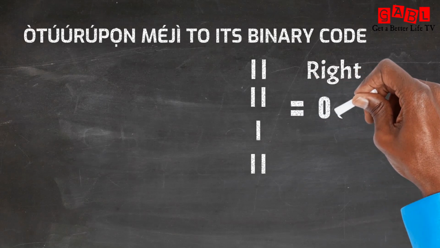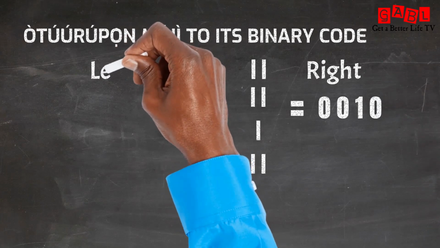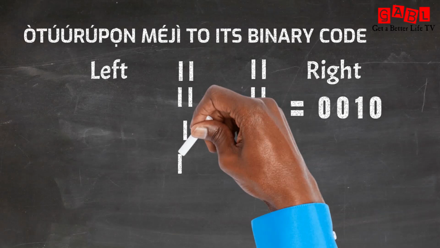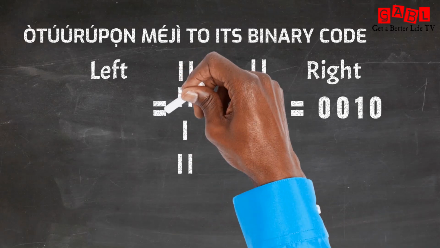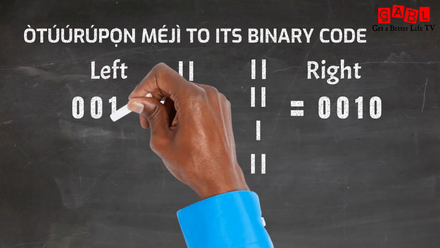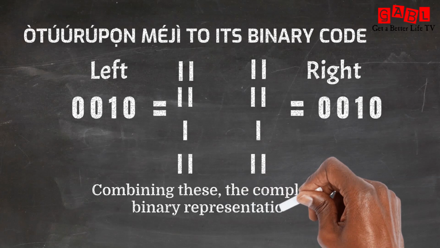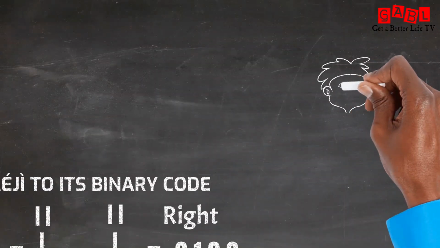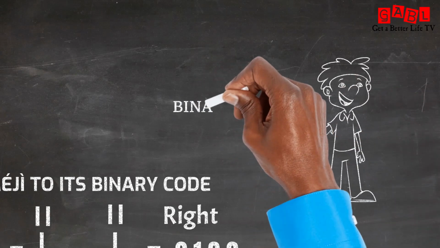The left column also has double line, single line, double line. This translates to 0, 0, 1, 0. Combining this, the 8-bit binary representation for Oturupon Meji is 0, 0, 1, 0, 0, 0, 1, 0. Now, converting this binary code to its decimal equivalent, we have these.